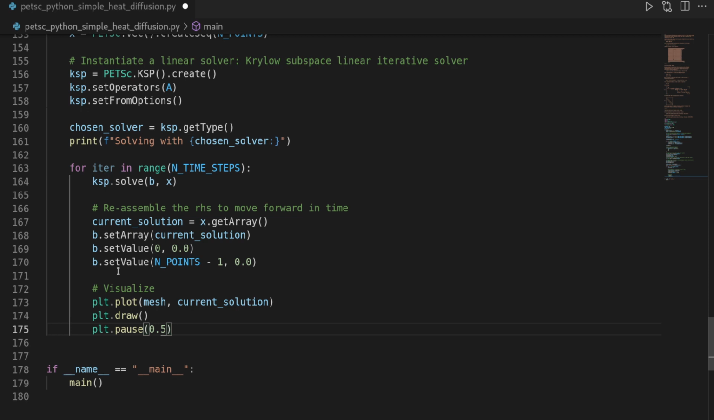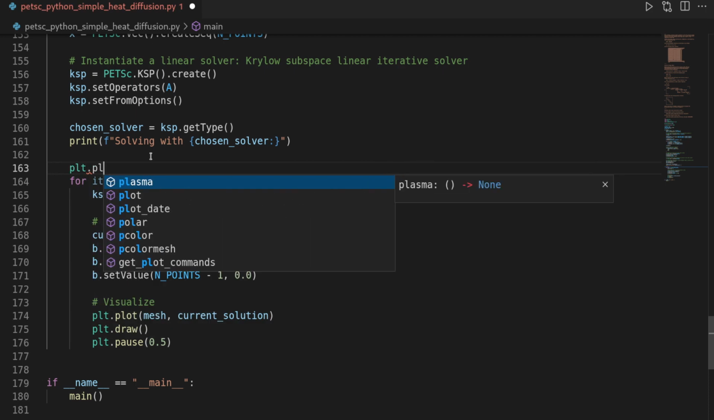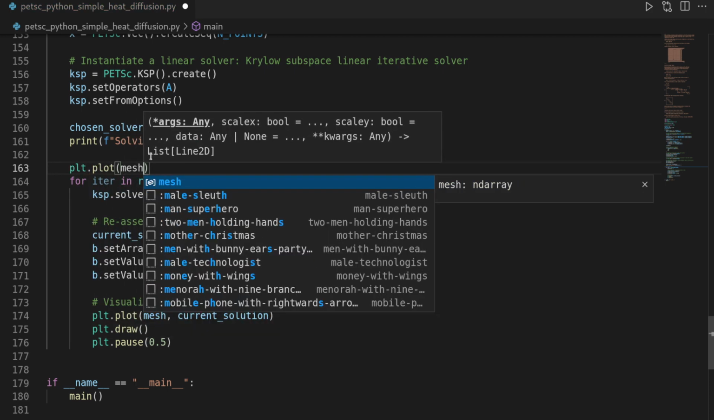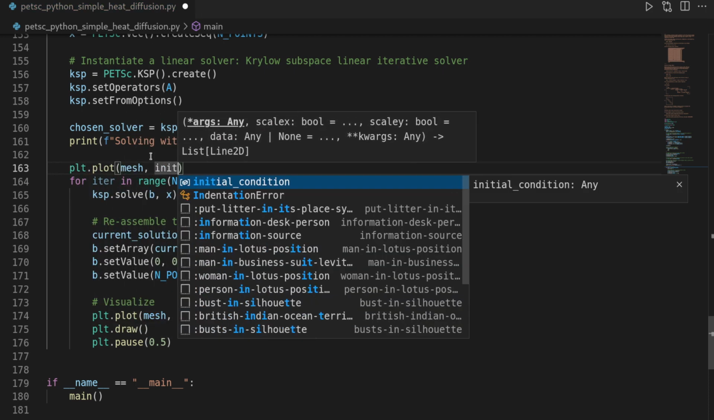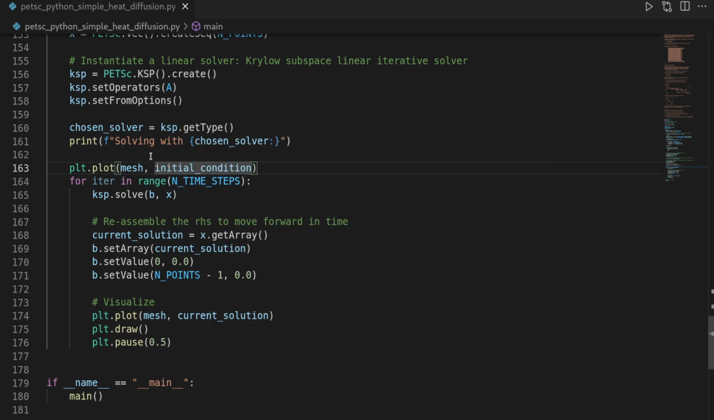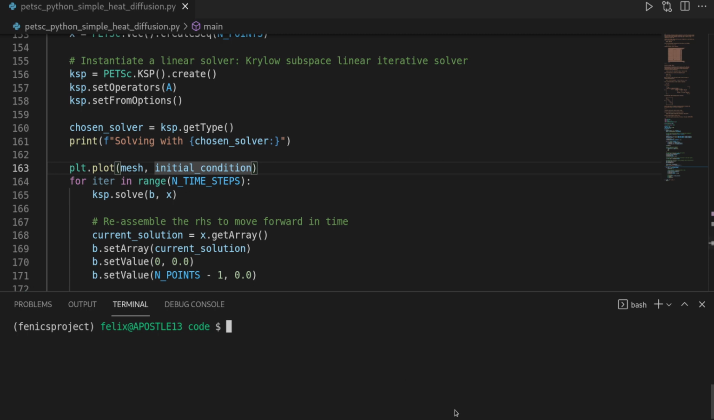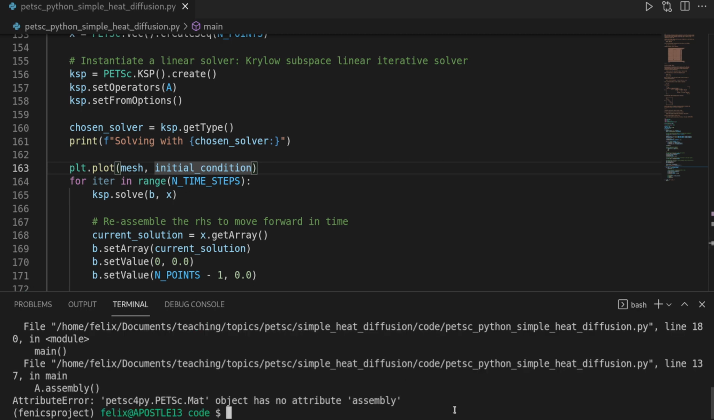It is a super simple linear PDE and the solver is quite advanced here. So let's just introduce this artificial pausing such that we can see our solution. And before the time loop starts, I also want to plot the initial condition in the same figure, such that we also see our profile there. And in case we haven't made any errors, we should be able to execute that by running Python and then the name of the file, PETSc Python here.